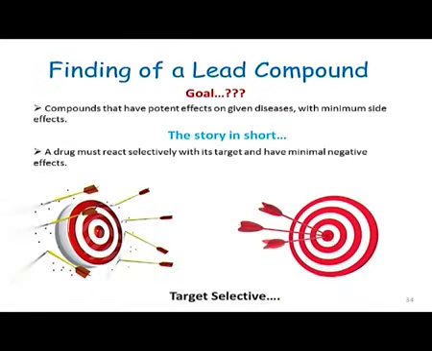As a medicinal chemist, you must understand that the goal is always to make compounds which would have potent effects on the given disease with minimum side effects, right. So, if I need to cut that story short, a drug molecule must react selectively with its target and should have a minimal negative effect, which means it should be target selective. It should only react with that epicenter of a disease, right. This we also studied a couple of slides back.